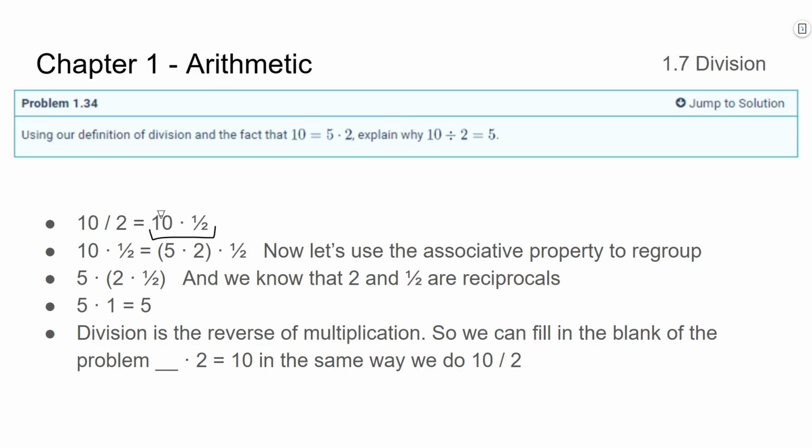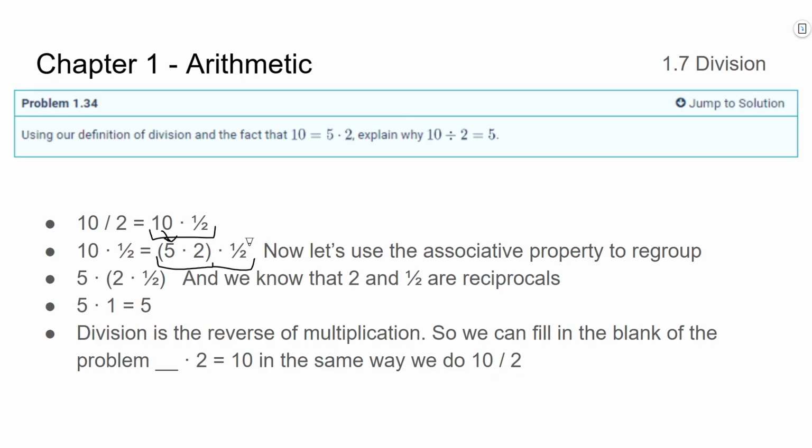So 10 divided by 2 becomes 10 times 1/2. We can split up the 10, because 10 is the same thing as 5 times 2, right? So we can rewrite this. This is our 10, times 1/2. So now we have 5 times 2 times 1/2.